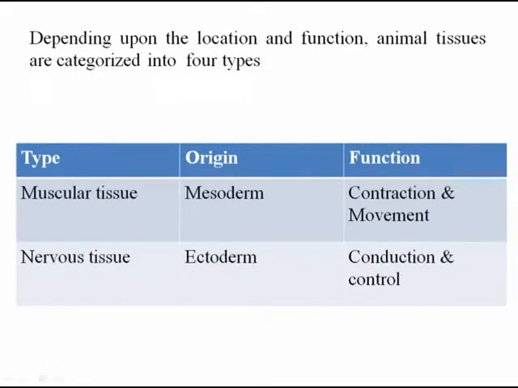The third one is muscular tissue. The origin of muscular tissue is mesoderm. It is a contractile tissue of animals, and its function is to produce force and cause motion. Muscles can cause either locomotion of the organism itself or movement of internal organs. The fourth one is nervous tissue. It is a tissue of ectodermal origin, which is connected with reception, integration, and transmission of stimuli or impulses.